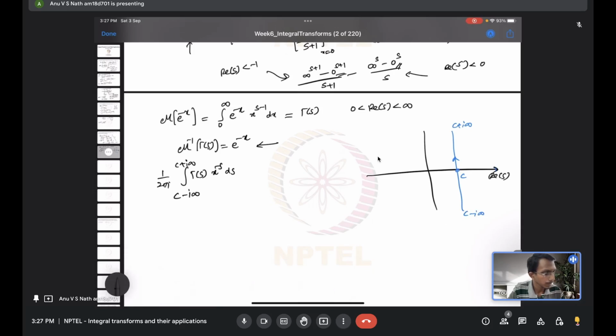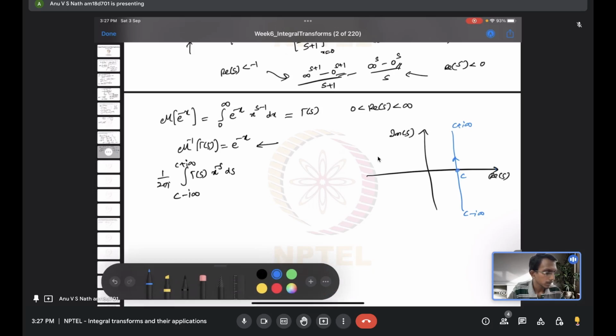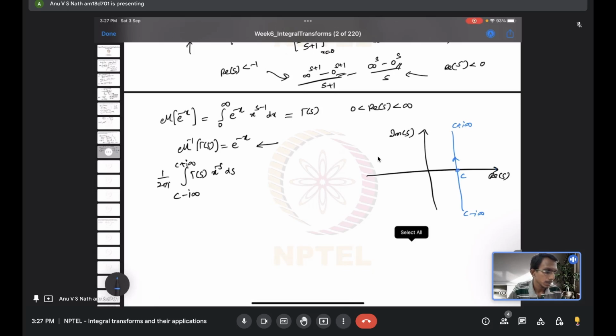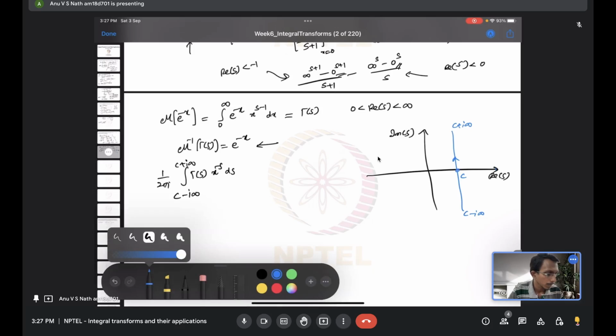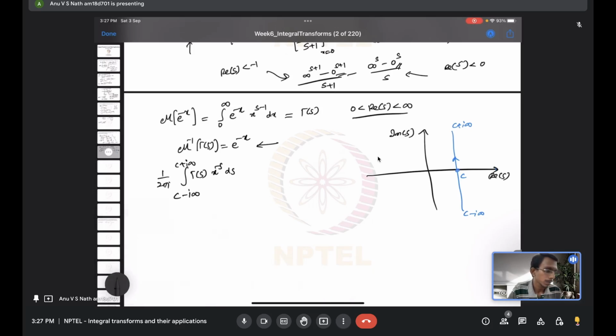This is real of s and this is imaginary of s. So c should be such that it lies in the region of convergence. For this particular case, the real of s is lying between 0 and infinity, so c can be any number between 0 and infinity. That will not affect the solution.